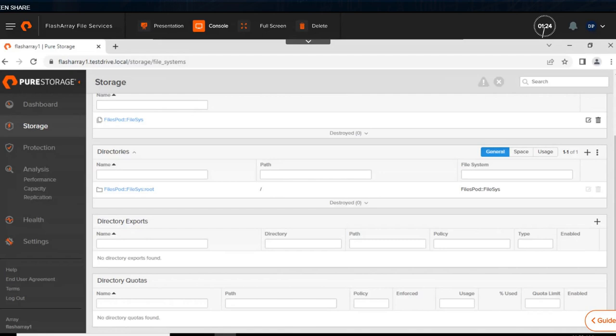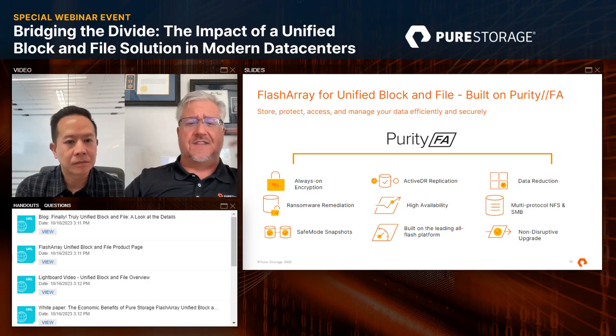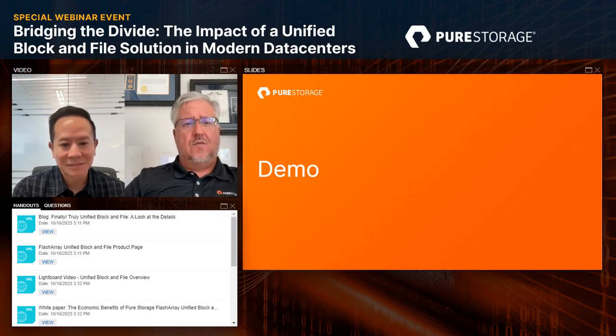the snapshots themselves. I wish I had more time to talk to you a little bit about the disaster recovery and business continuity of all of this stuff, but the other advantage that we gain here is that if you're familiar with the interface for block with FlashArray, you'll be very familiar with it as it relates to file as well. So that's the demo.